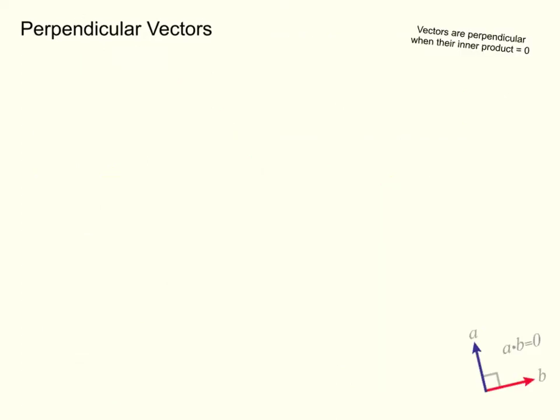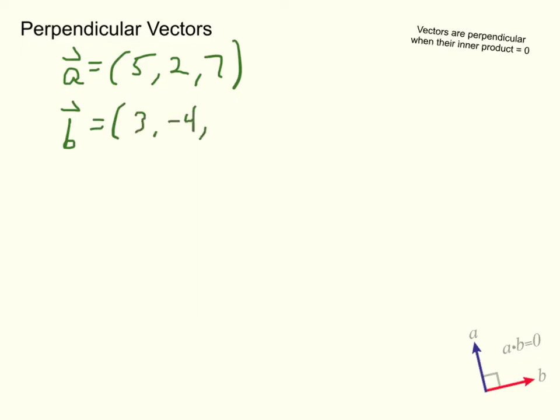Let's do an example in 3D. Say we are given vector A with coordinates 5, 2, 7. And vector B with coordinates 3, negative 4, negative 1. And we're asked to show whether or not these two vectors are perpendicular. Let's take the inner product. It just dawned on me, I just showed you the inner product, and I'm going to rewrite it here.